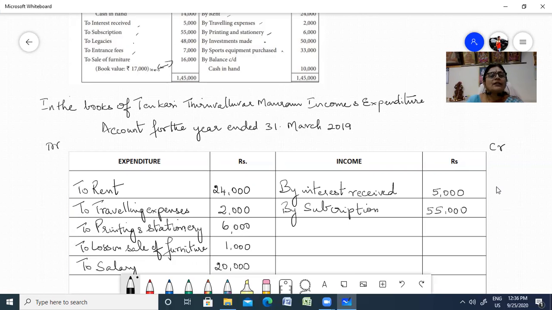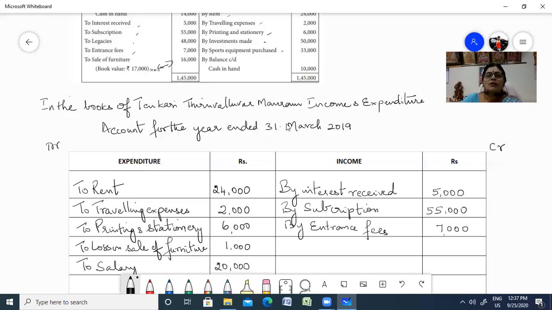Then followed by that, legacy is a capital receipt. You cannot include it here. Then you have entrance fees. So by entrance fee, 7,000. So check once again whether you have left anything. Interest received you have recorded, subscription you have recorded, entrance fee you have recorded. That's all. So 1, 2, 3 items you have.